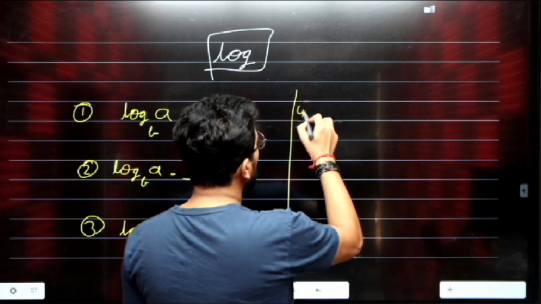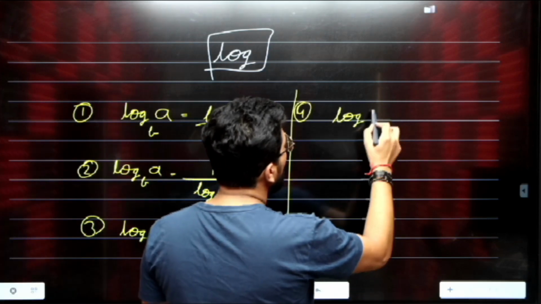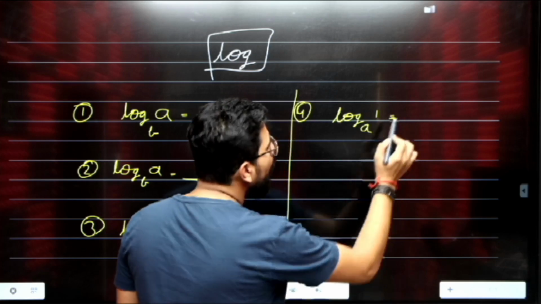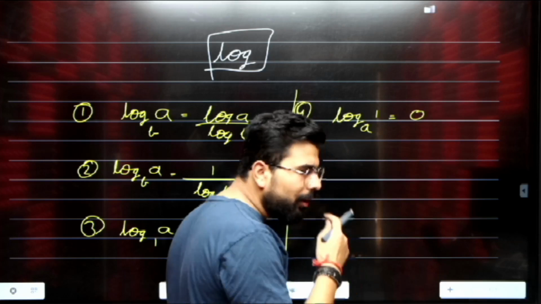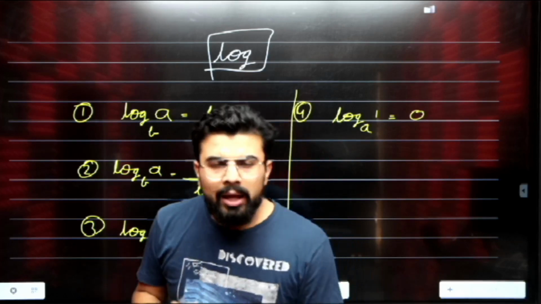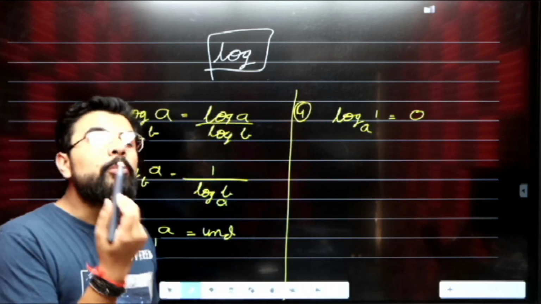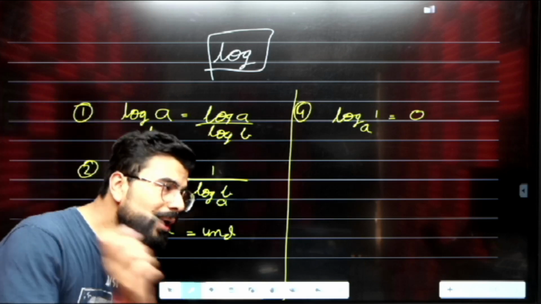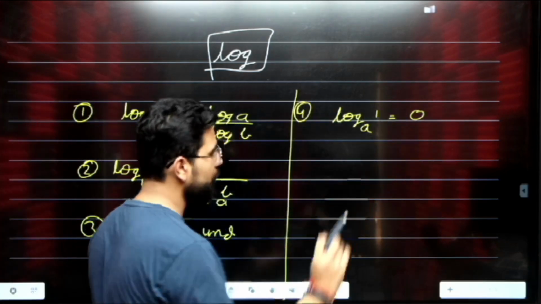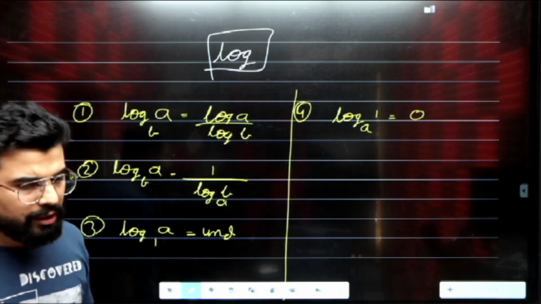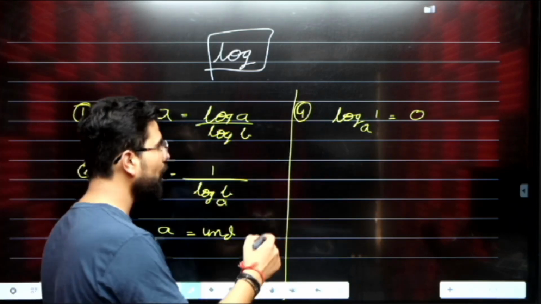If we go to the fourth, what is log 1 base a? Log 1 base anything, the answer is always 0. Why? You need to understand this, because if 0 is in the numerator, the answer is always 0. That should be remembered by everyone. If 0 is in the numerator, the answer is always 0, and if 0 is in the denominator, the answer is always undefined.